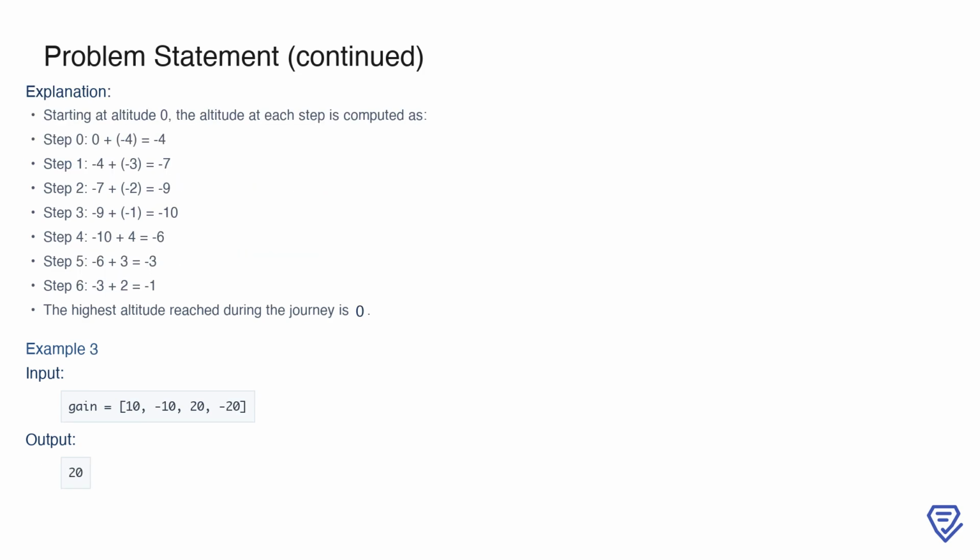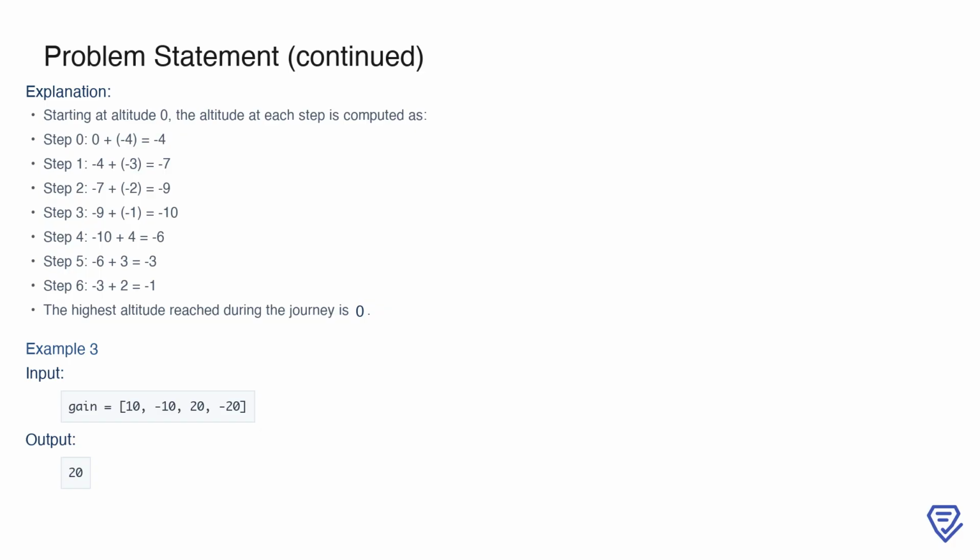In the second example, the gain array is -4, -3, -2, -1, 4, 3, 2. Starting again at altitude 0, we compute the altitude at each step. Adding -4 at step 0 gives -4, then adding -3 at step 1 results in -7. Continuing, we subtract 2 and 1 at steps 2 and 3, reaching altitudes of -9 and -10, respectively. At step 4, we add 4, which brings the altitude to -6. Adding 3 at step 5 results in -3, and finally, adding 2 at step 6 ends the journey at -1. Throughout this journey, the highest altitude achieved is 0, which occurs at the starting point before any losses.